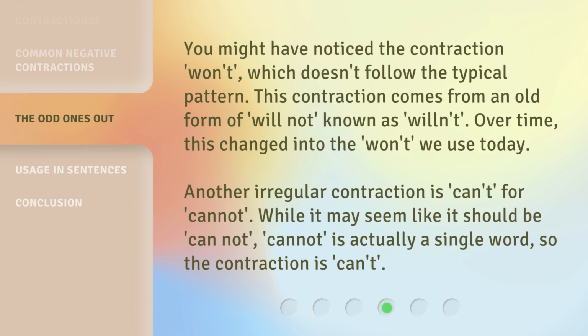You might have noticed the contraction won't, which doesn't follow the typical pattern. This contraction comes from an old form of will not, known as willn't. Over time, this changed into the won't we use today. Another irregular contraction is can't, for cannot. While it may seem like it should be cannot, cannot is actually a single word, so the contraction is can't.